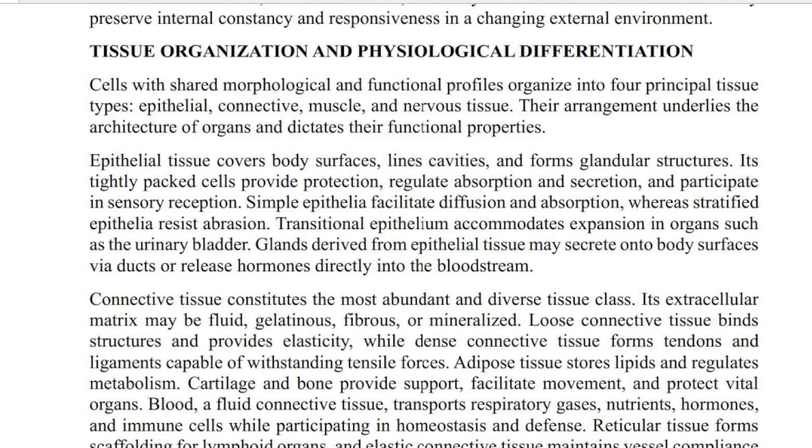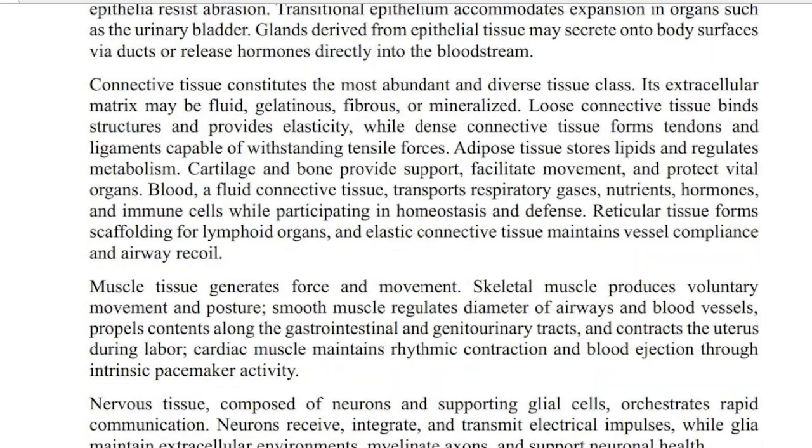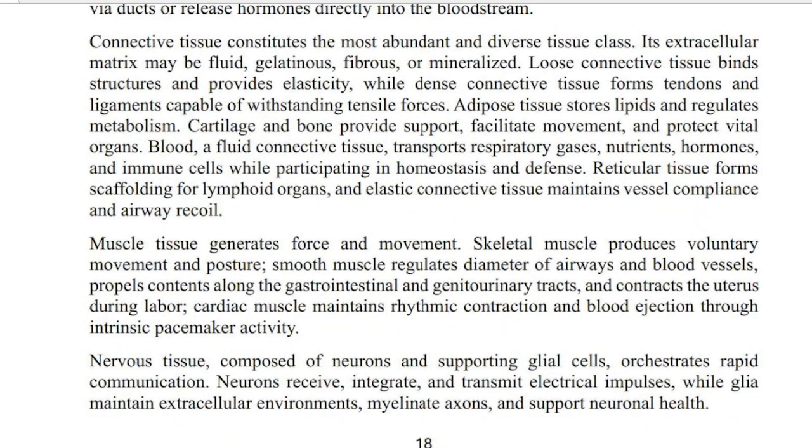Simple epithelia facilitate diffusion and absorption, whereas stratified epithelia resist abrasion. Transitional epithelium accommodates expansion in organs such as the urinary bladder. Glands derived from epithelial tissue may secrete onto body surfaces via ducts or release hormones directly into the bloodstream. Connective tissue constitutes the most abundant and diverse tissue class. Its extracellular matrix may be fluid, gelatinous, fibrous, or mineralized.